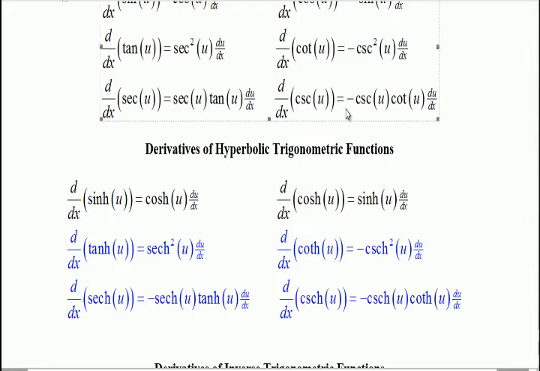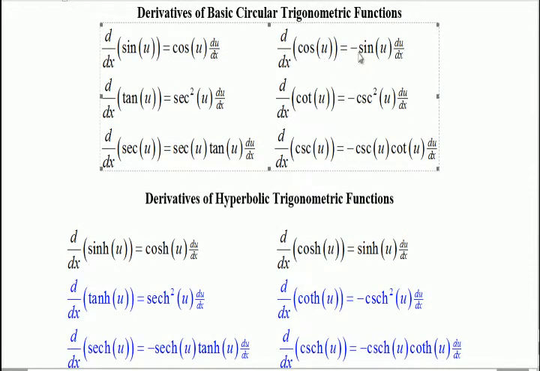Like up here we had the derivative of cosine was sine with a negative, but over here no negative. The derivative of coth, or hyperbolic cotangent of u, is the opposite of cosecant squared of u du, very similar to that one. And the derivative of hyperbolic cosecant of u is minus hyperbolic cosecant of u times hyperbolic cotangent of u times du, very much like this one.